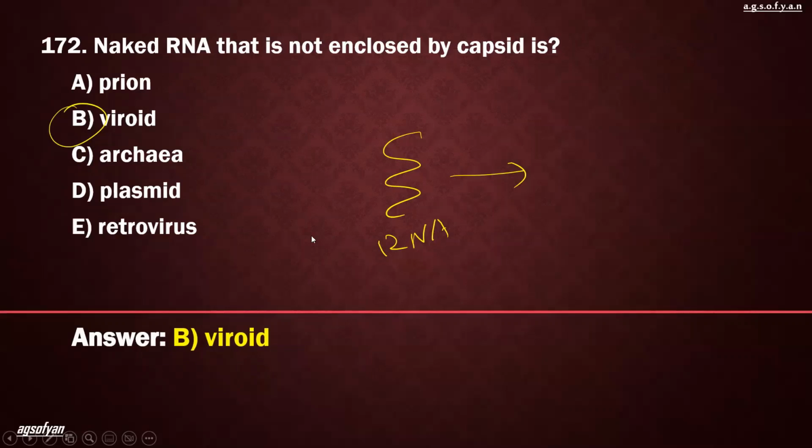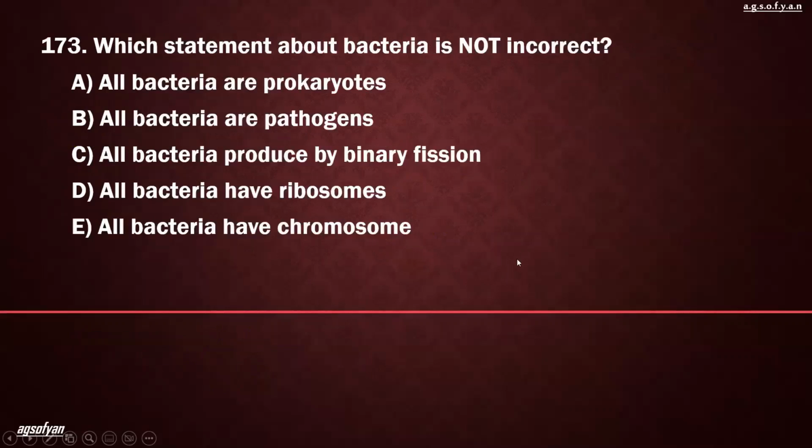Okay, study that again. Which statement about bacteria is not correct? It should be "not correct," not "incorrect," that's a double negative. Which one is not correct? All bacteria are prokaryotes. It is correct, right? All bacteria are pathogens. This is actually in your quiz also. Do you think all bacteria are pathogenic?